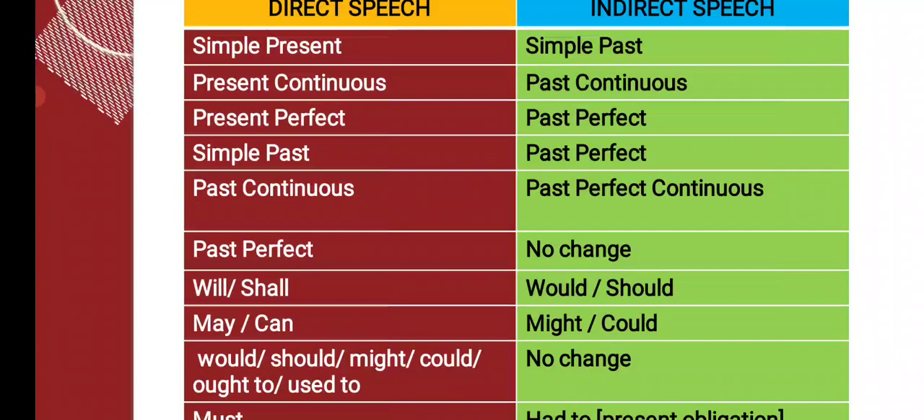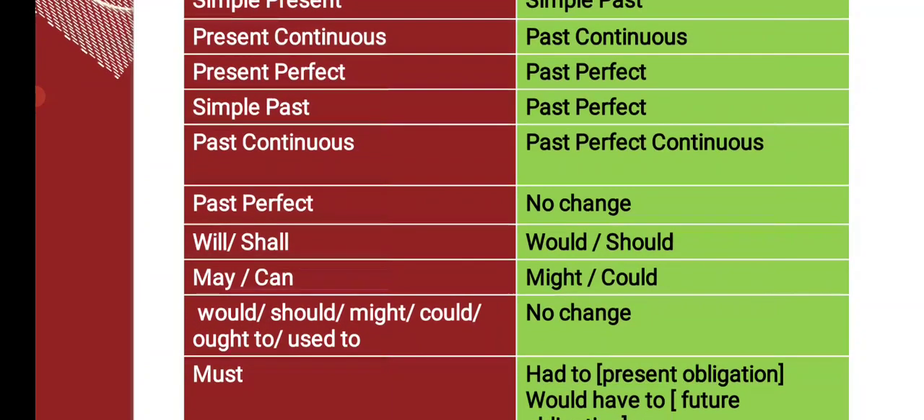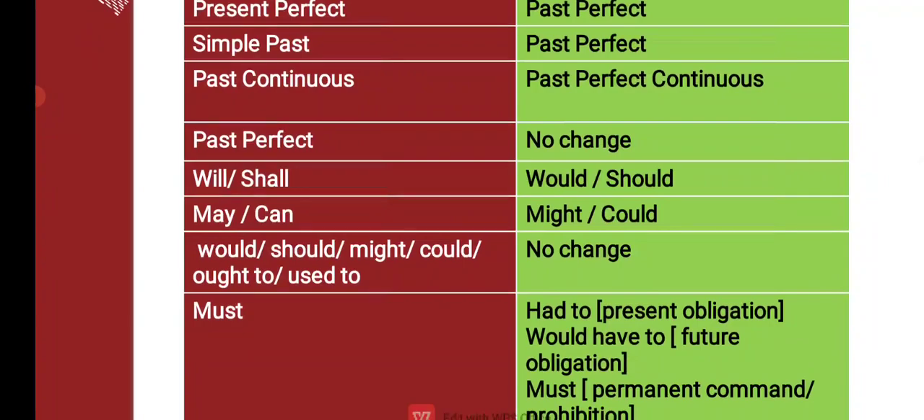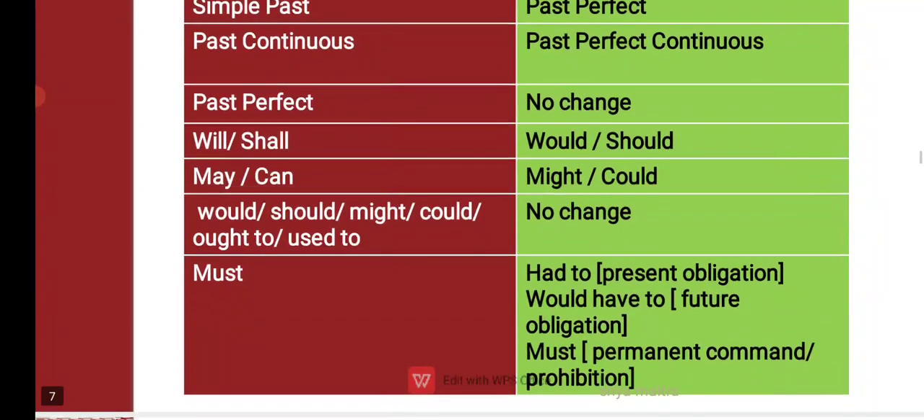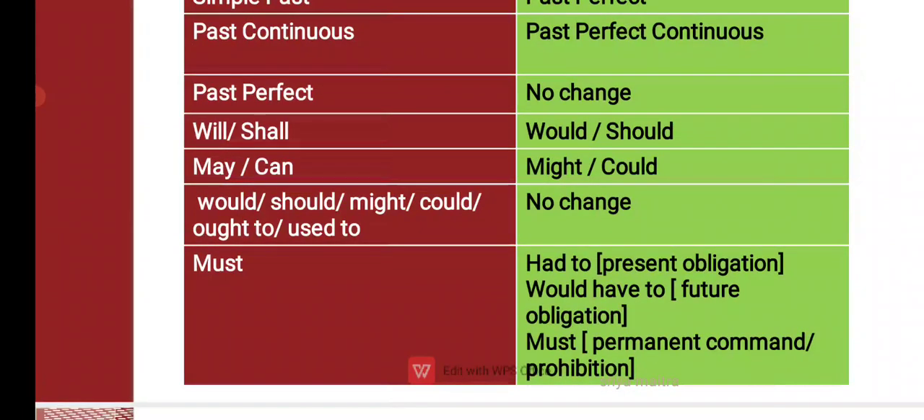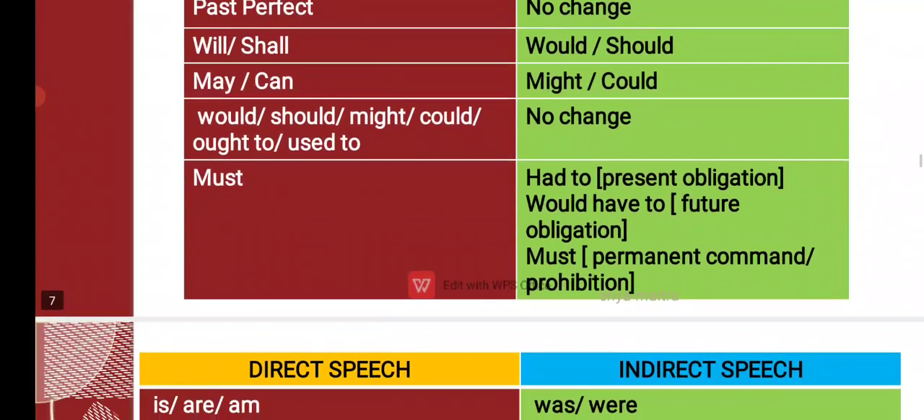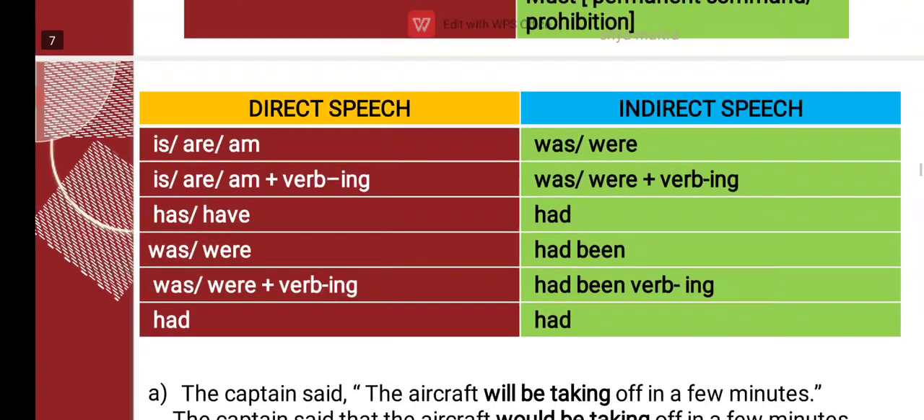Will, shall become would, should. May, can become might, could. Would, should, might, could, ought to, used to: no change, because they are already would, should, might, could, right? And must, you can change it to had to, would have to. And these are the changes.